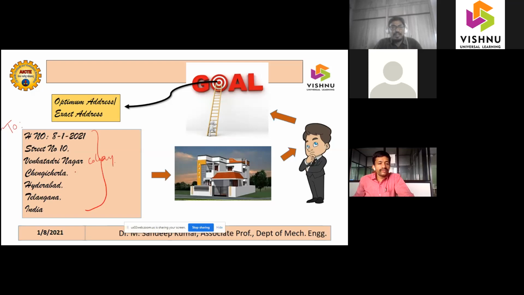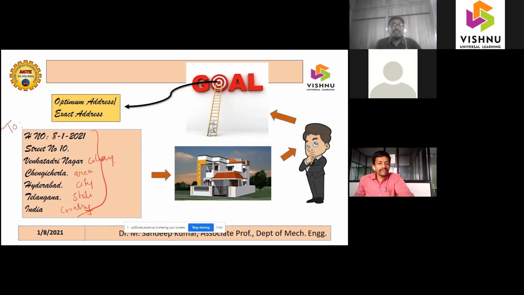Colony and area, city, this is state and country. So if this is the case, how would I search this address usually?